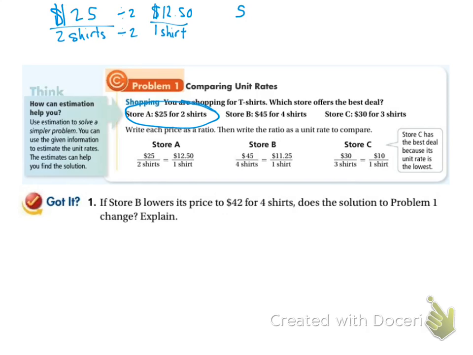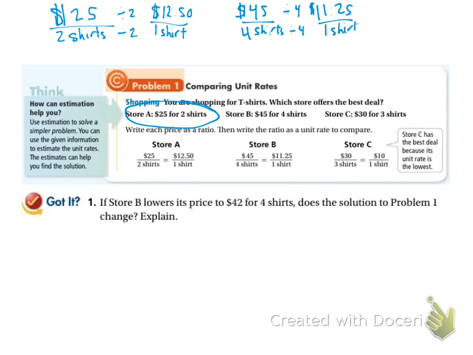And then our second store has $45 for 4 shirts. So if I divide by 4 on the top and the bottom, because again, that's just dividing by 1, remember, so I'm not changing it, because dividing by 4 over 4 technically. That gives me $11.25 on top and 1 shirt. So each shirt is $11.25.